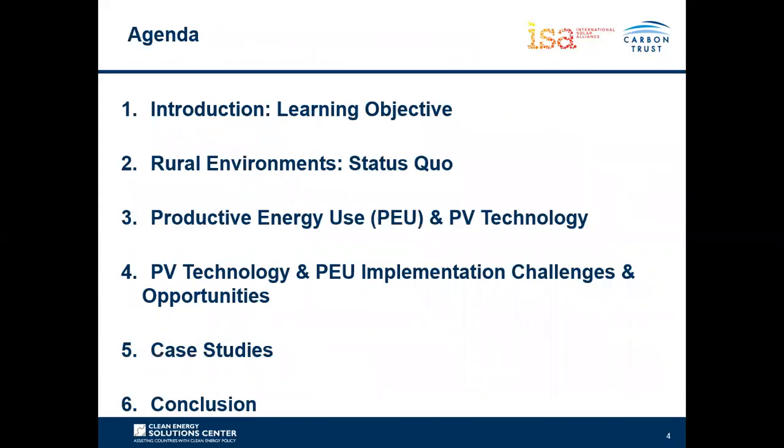Here is today's agenda, starting with the learning objective, then rural environment status quo, the current state of electricity access in these rural environments, productive energy use and solar PV technology and how they're integrated, PV technology and productive energy use implementation challenges and opportunities. Chapter 5, we'll look at some case studies. And number 6 is just a conclusion and a wrap-up of the key points from this webinar.